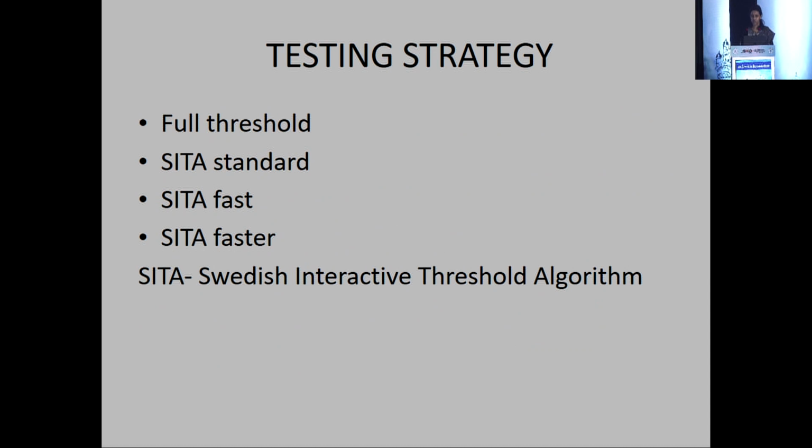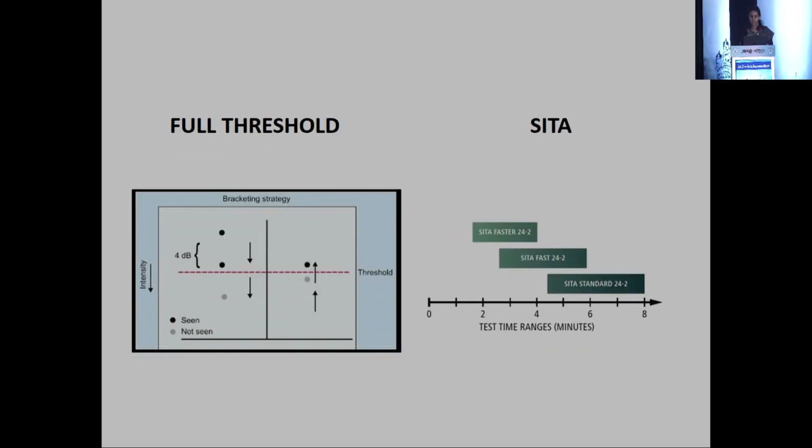These are the various threshold strategies available. Full threshold intensively tests each testing points by double bracketing strategy. So obviously it's time taking. Whereas the SITA strategies reduce the time significantly by adjusting the intensity of the test stimuli provided based on the neighboring points intensity. And it also adjusts the time interval between each testing stimulus according to the patient response.